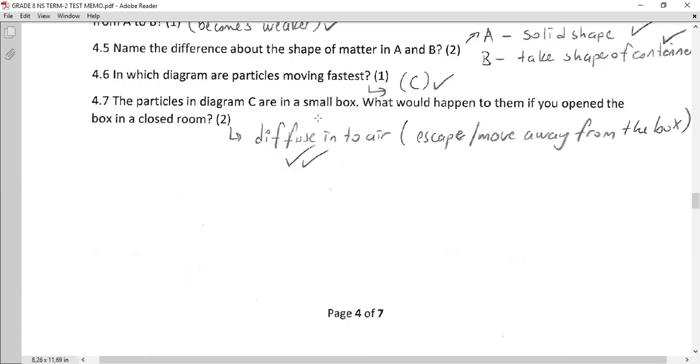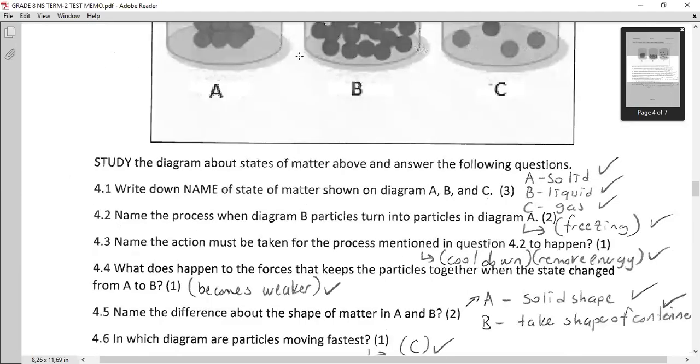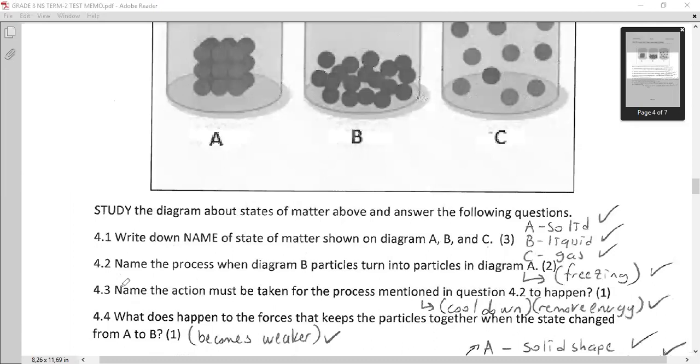Here, I'm going to show you that. Question 4. What happens to the forces that keep particles together when the state changes from A to B? From A to B, they're going to come close to each other, as you can see from this diagram. We already discussed this in question 4.4 and the other questions in 4. We answered this question. I'm asking the same question again.